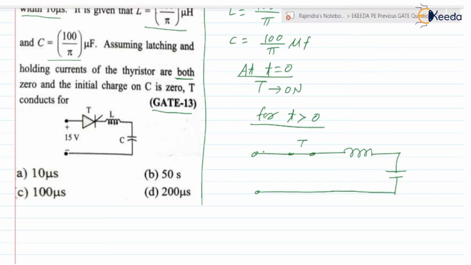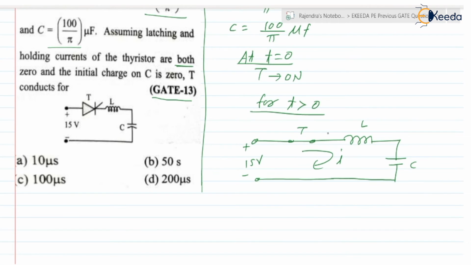The voltage across the circuit is 15 volt, with an inductor and a capacitor. After t equal to 0, we can find the current flowing through the circuit. For the class A commutation we have already simplified this type of circuit. The current in the circuit is I equal to Vs into under root C by L, where Vs is 15 in this case.